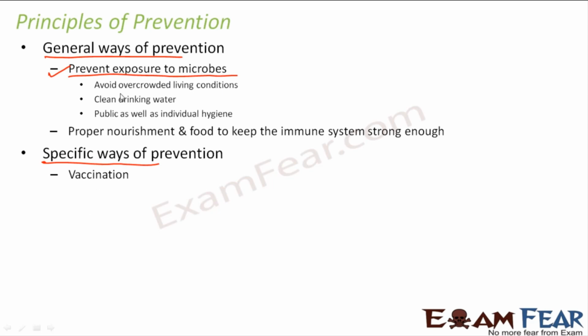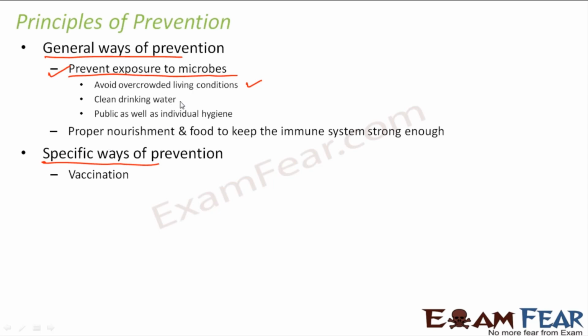So what all can you do? Avoid overcrowded living conditions. If it is overcrowded, that means there are too many people living in a small area. Now when there are 10 people living in a very small area, if one of them gets a cold and starts sneezing or coughing, what will happen? There will be high chances that you will get that disease because it is overcrowded. And as I mentioned in that slide, when a person sneezes, the area around him, even up to a distance of 4 meters, is all infected, right? So if you live in a very overcrowded area, there is a good amount of possibility that microbes will enter your body. So you should avoid overcrowded living conditions.